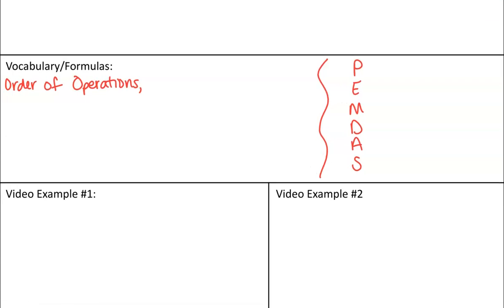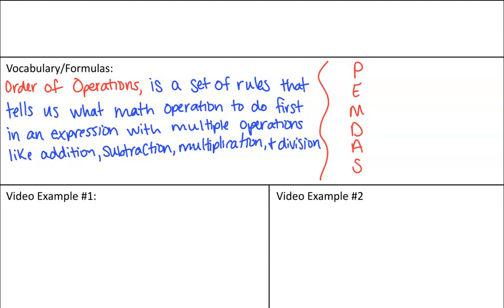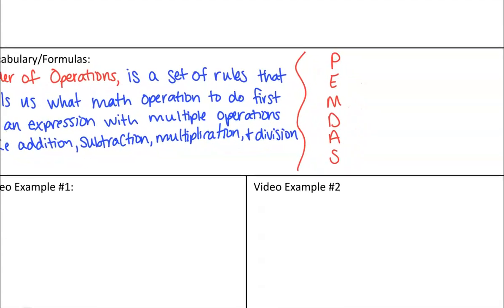Order of operations is a set of rules that tells us what math operation to do first in an expression with multiple operations like addition, subtraction, multiplication, and division. The go-to acronym that we like to use, but we don't want to rely on it solely, is PEMDAS. The first P represents parentheses or grouping symbols. E stands for exponents. M stands for multiplication, and D stands for division.